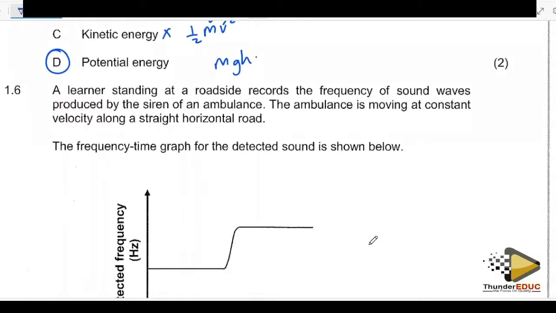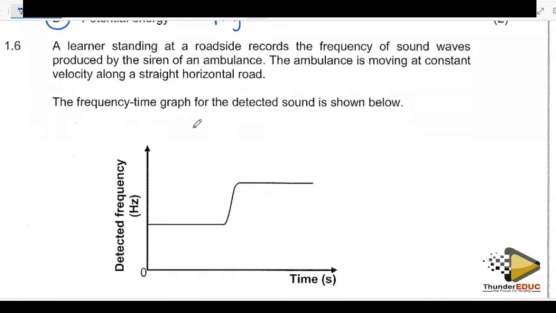All right, 1.6. A learner standing by the roadside records the frequency of sound waves produced by the siren of an ambulance, okay? So the ambulance is moving at a constant velocity along the road, and then they drew the graph for us. The y-axis represents the detected frequency, the frequency of the listener, as time passes. What we can see is that the graph is low, which means the frequency starts by being low, and then all of a sudden the frequency increases.